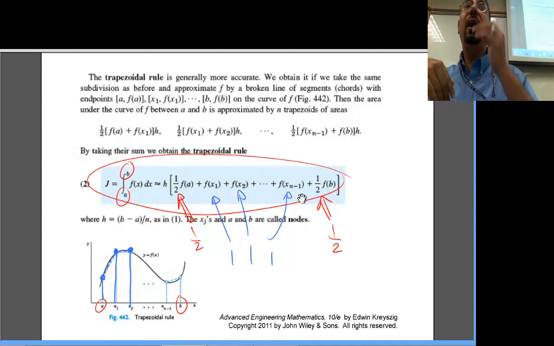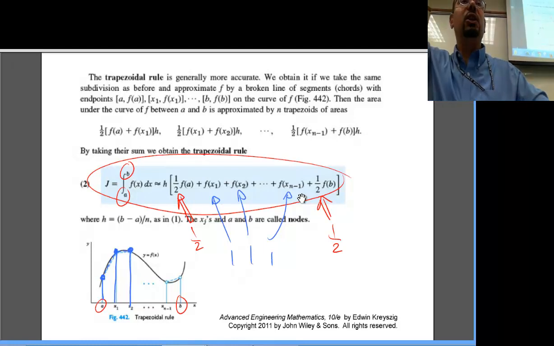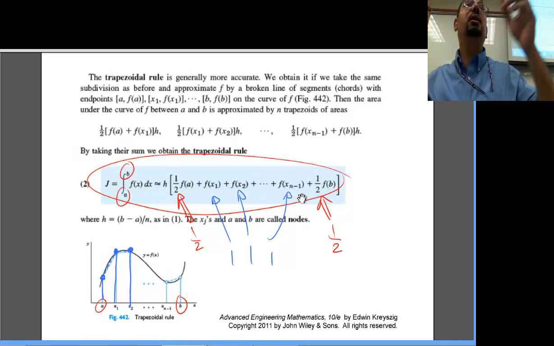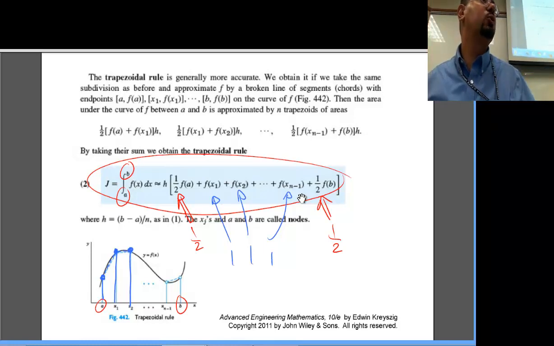Right? So when you do this by hand, basically you just get the initial value f of a, f of b, and f of all the middle guys. You add all the middle guys, and then you add half the first one plus half the last one. And then you multiply the whole thing by h.